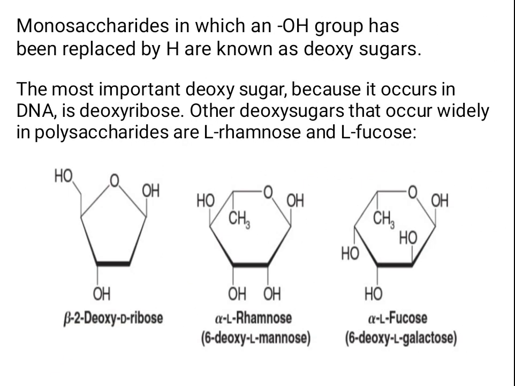Now come to deoxy sugars. Monosaccharides in which an OH group has been replaced by hydrogen are known as deoxy sugars. The most important deoxy sugar, because it occurs in DNA, is deoxyribose. Other deoxy sugars that occur widely in polysaccharides are L-rhamnose and L-fucose. This is 2-deoxyribose. This OH is absent because there is only H here. This is the structure of L-rhamnose. This one is L-fucose.